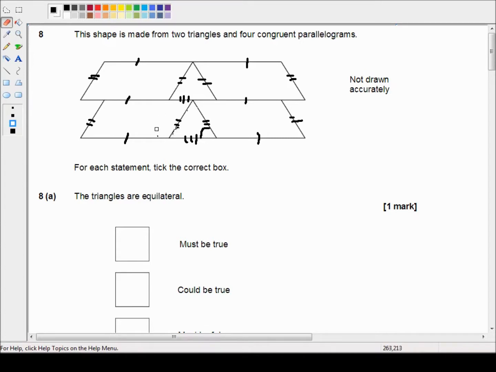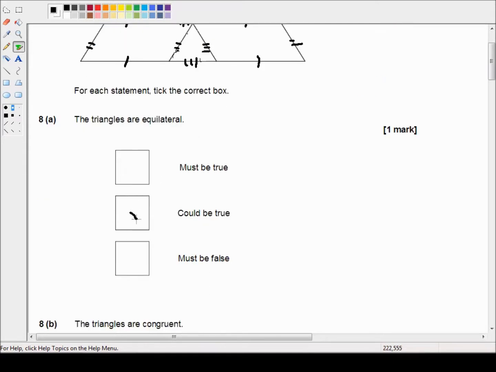That's not something we're told, and we can't just make it up because we want it to be. So we don't know that these triangles are equilateral. But we also don't know that they're not equilateral. They might be equilateral, they might not be equilateral. So the answer is could be true.